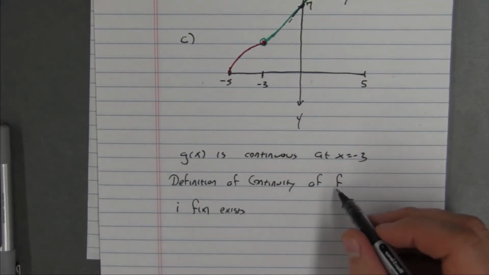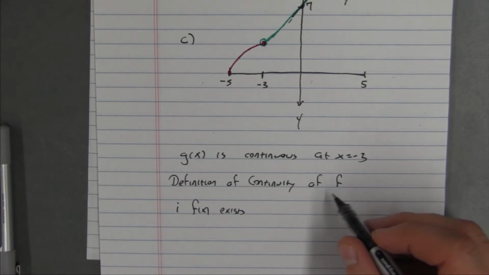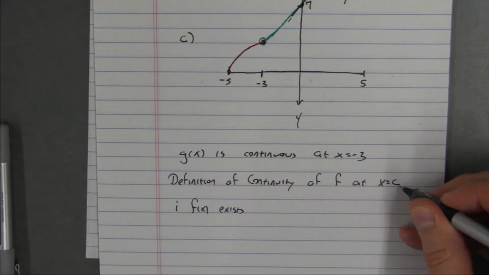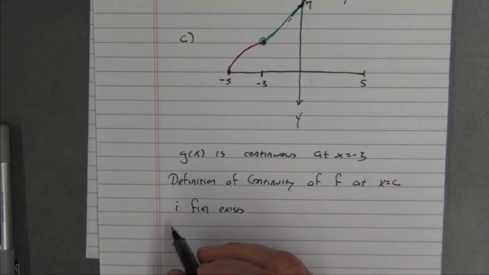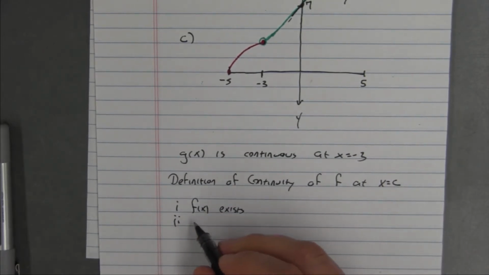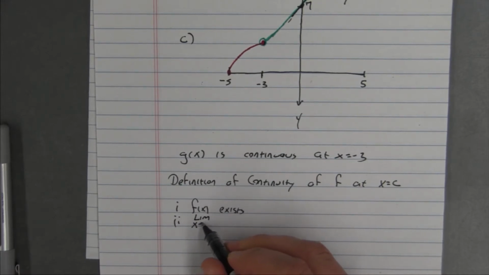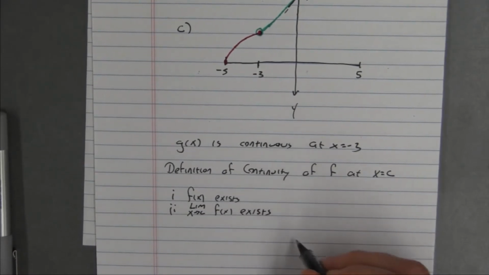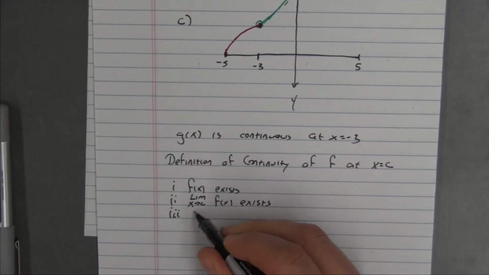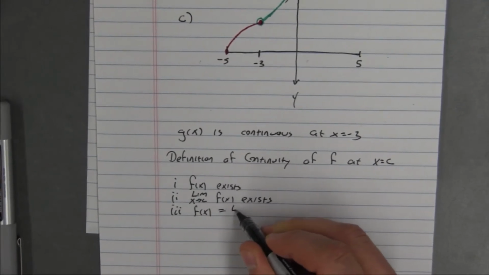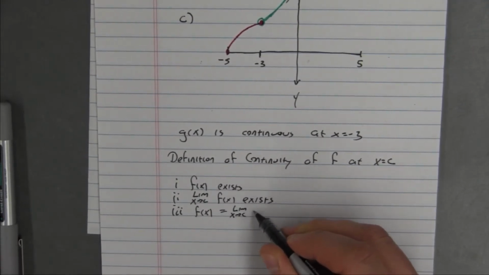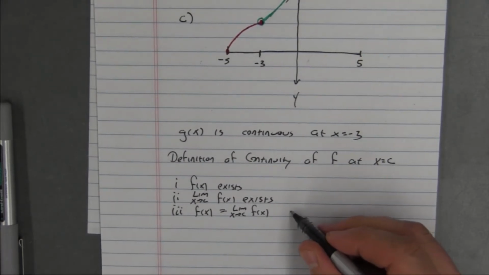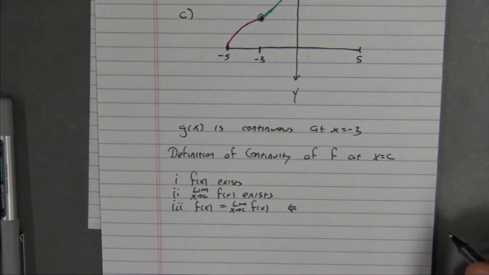A function f is continuous at a point x equals c. So these 3 things have to happen. F of c has to exist. Part 2 is the limit as x approaches c of f of x exists. Part 3 is that f of c that exists is equal to that limit as x approaches c of f of x that also exists. Now, many people, by the way, just write this part and say that is the definition of continuity.